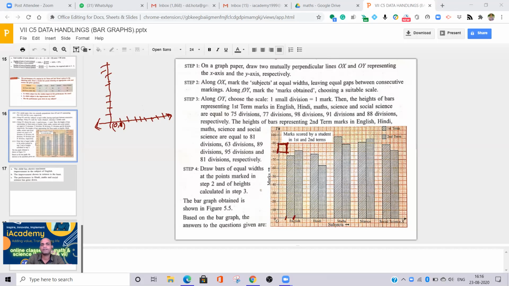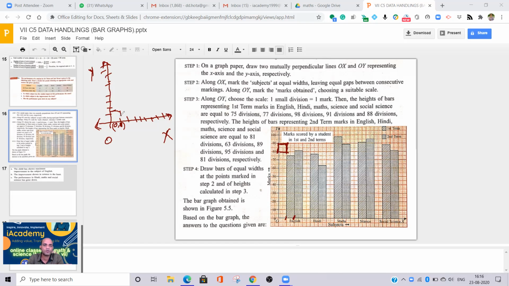Okay. You see, on a graph paper, draw two mutual perpendicular lines OX and OY representing. So this is O, this is X, and this is Y. How you can draw? This is OX and this is OY, right? These both are perpendicular, means 90 degree to each other. Along OX, mark the subjects at equal width. Equal width I said, right? Equal width you have to. Leaving equal gap between consecutive markings.